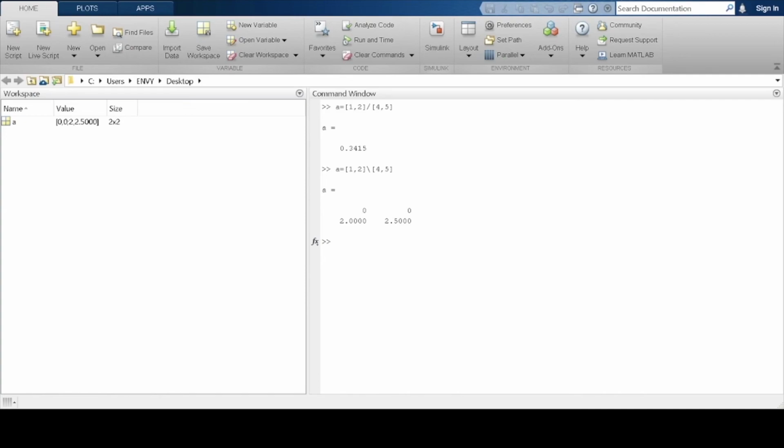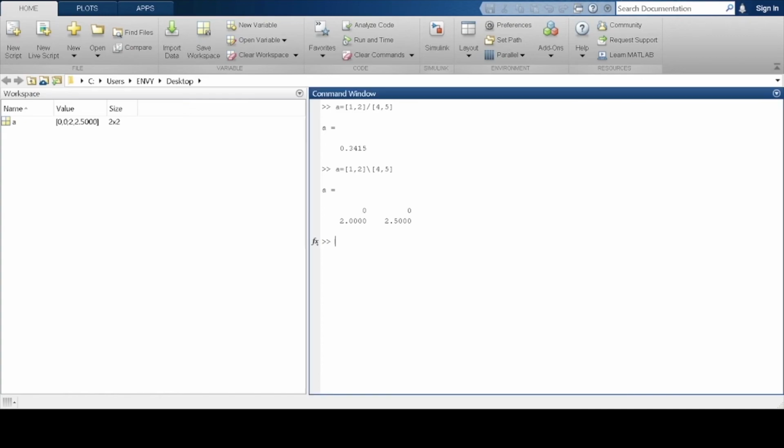Now I'll move on to matrix division, dividing a vector by a scalar. Let's take a vector. We get that. I'm performing right division here, so it's 1 by 4, 2 by 4, and 3 by 4, which gives this. What if we do left division?